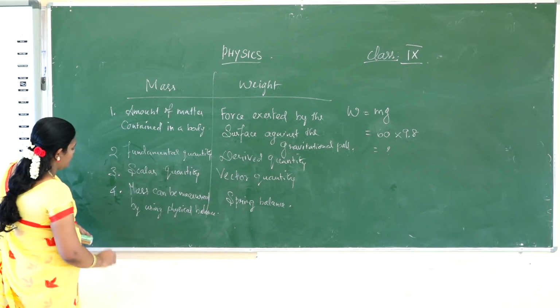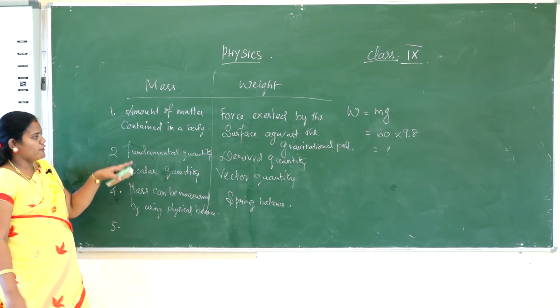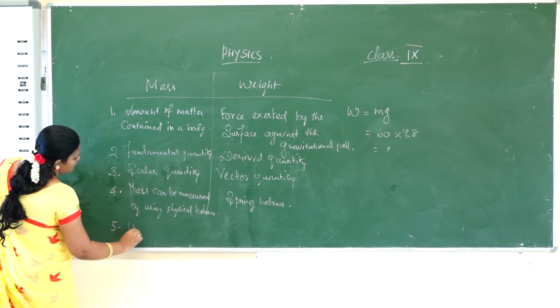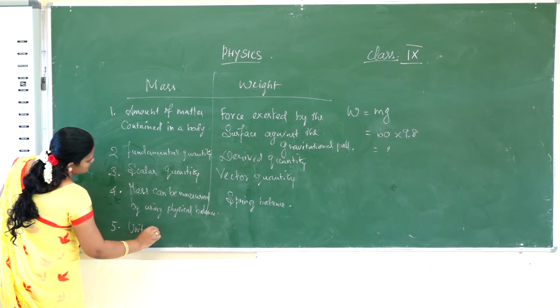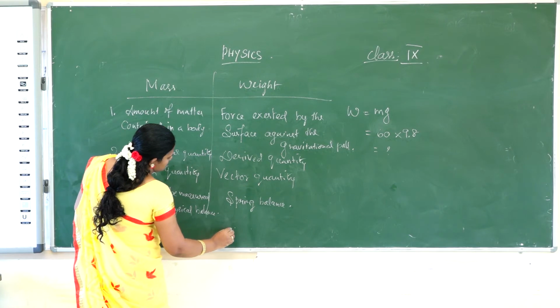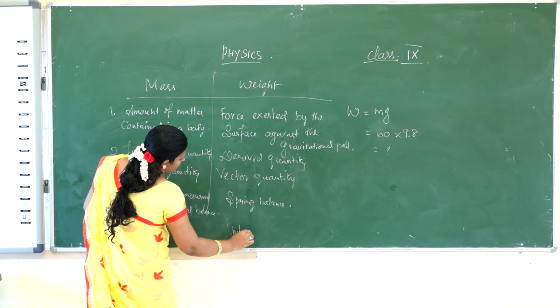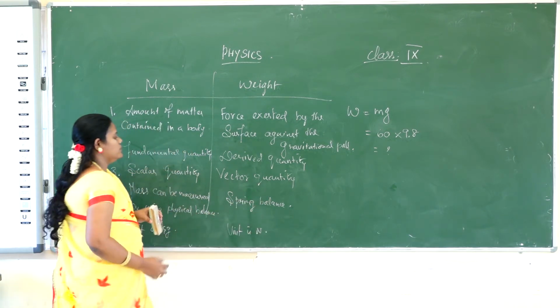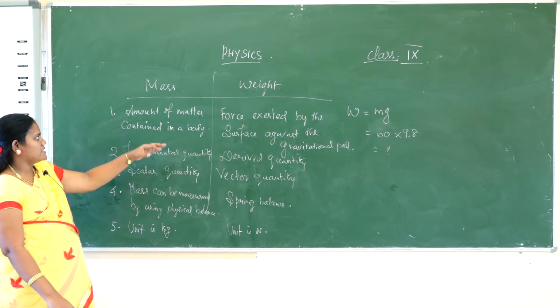And the fifth one: the unit of mass is kilogram. The unit of weight is Newton. So there are these five differences between mass and weight.